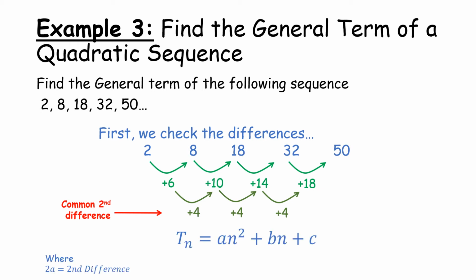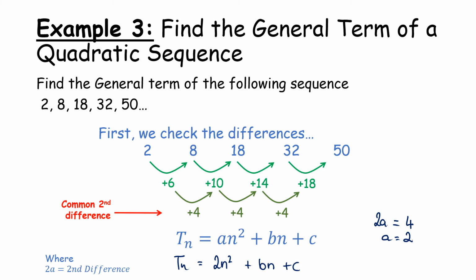So we're going to use this formula, which is Tn is equal to an squared plus bn plus c, where 2a is the second difference. So I know that 2a in this case is equal to the second difference, which is 4. So dividing both sides by 2 gives me a equals 2. So I can actually update this to say that Tn is actually 2n squared plus bn plus c.